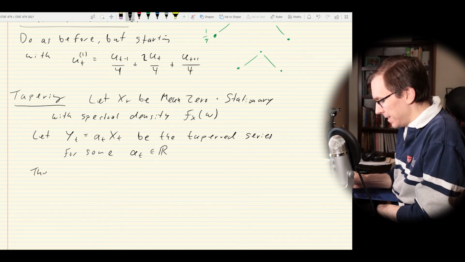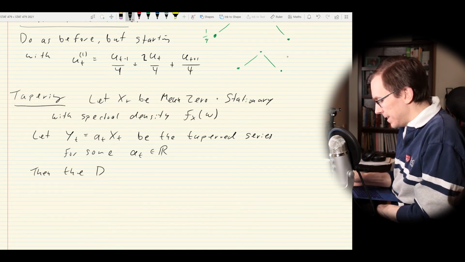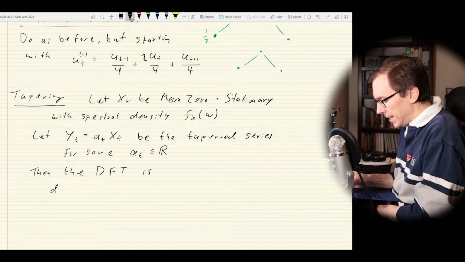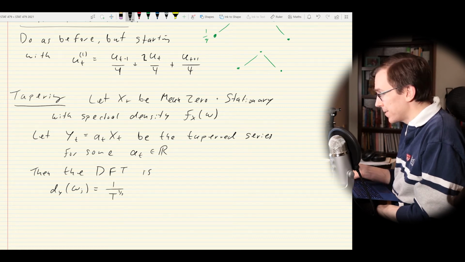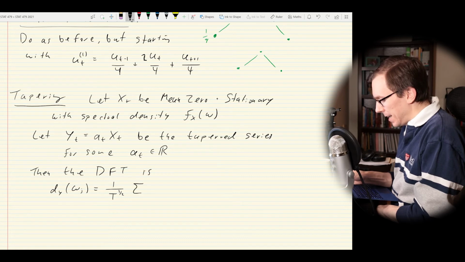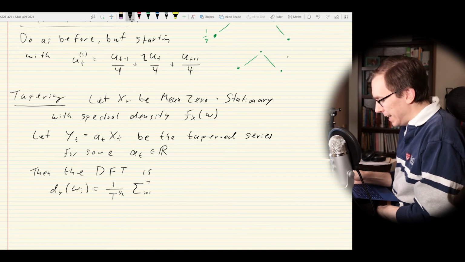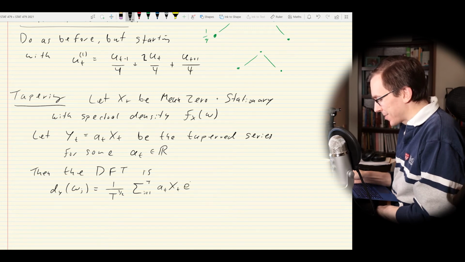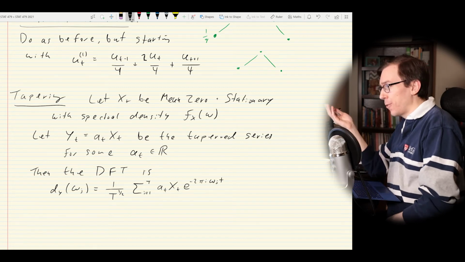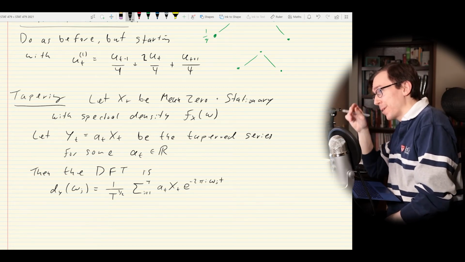So then the discrete Fourier transform is what? Well, d_y at omega_j is going to be 1 over the square root of T, it still has the same data size, and we're going to be summing t from 1 to capital T, taking our data, which in this case is a_t x_t, and multiplying by that complex exponential to get our discrete Fourier transform.